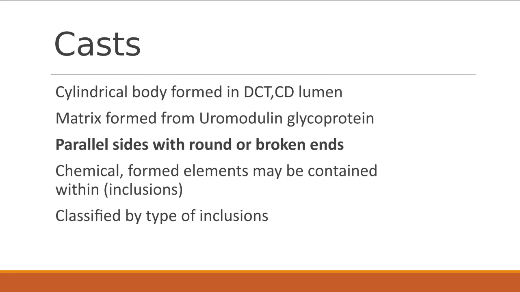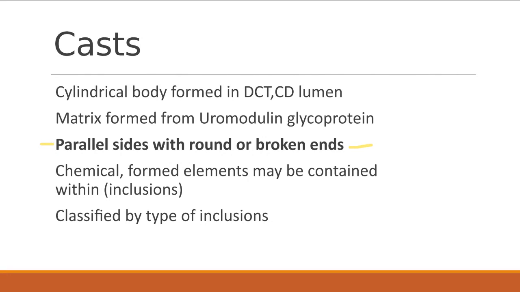These have parallel sides with a round or broken end. This one right here, this in bold, that's the biggest thing that you have to remember when we start looking at casts. So if you're not sure what something is, or if you have a lot of cells that are clumped up, you may mistake them for being a cast. But your casts always have parallel sides, and they typically have a round or a broken end. And depending on which type you have, it will be round or broken, and that'll help you with identification, usually.